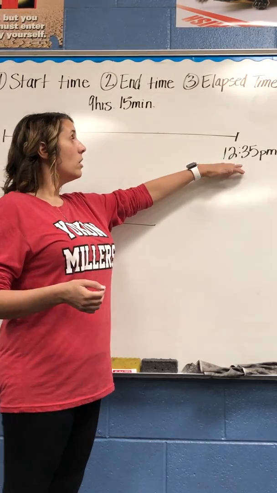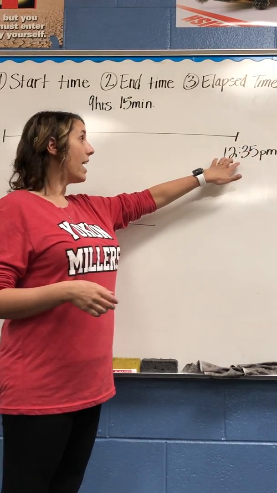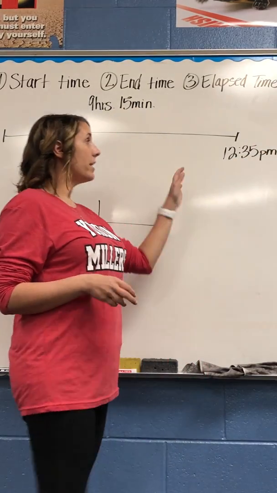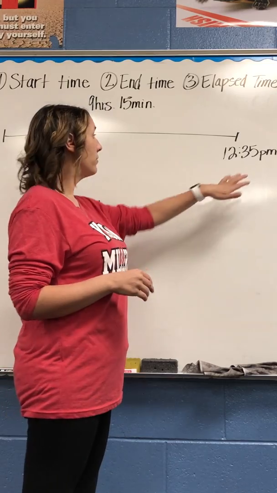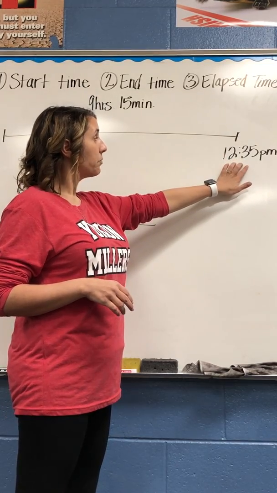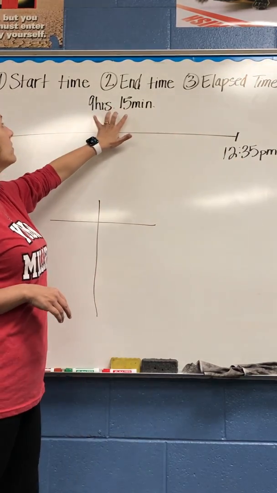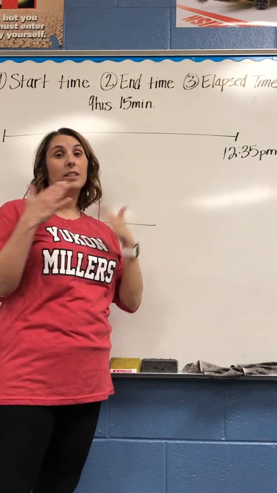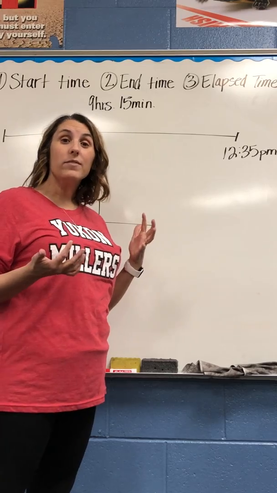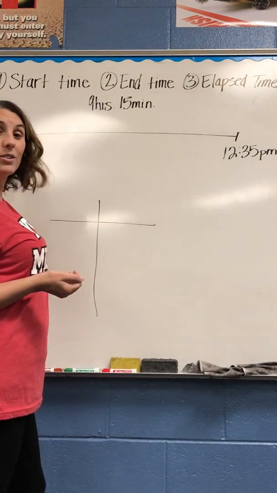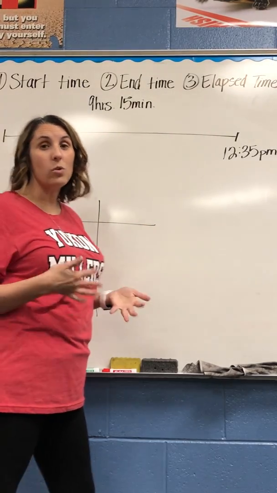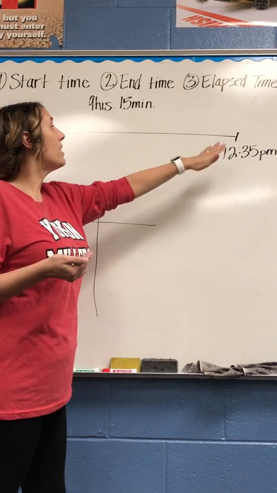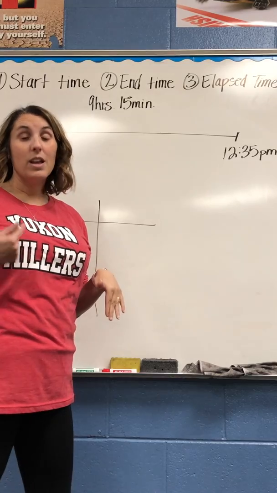On this one, we know that this activity ended at 12:35 p.m. That is in the afternoon, a little afternoonish. We also have that 9 hours 15 minutes have elapsed. So the part that we have to figure out here is the start time. We don't know the start time. That's what we have to figure out.